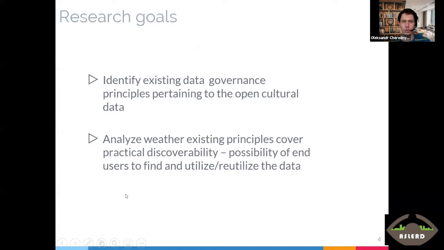Moving on to the research goals of the paper. Overall, we were trying to tackle two things here. First of all, identify the existing principles which pertain to open cultural data and which could govern its utilization, and also analyze whether those principles cover discoverability, meaning whether it is actually possible for the end user to find open cultural data and utilize it further for their personal goals.